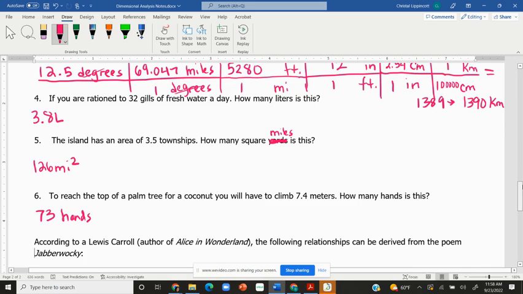If you're lazy and you're like, I don't want to write the units down, I just want to write the numbers, you're going to have a really hard time with this. Really hard. Laziness is not your friend on this one.